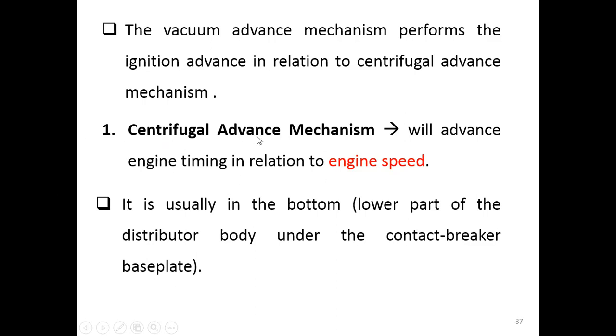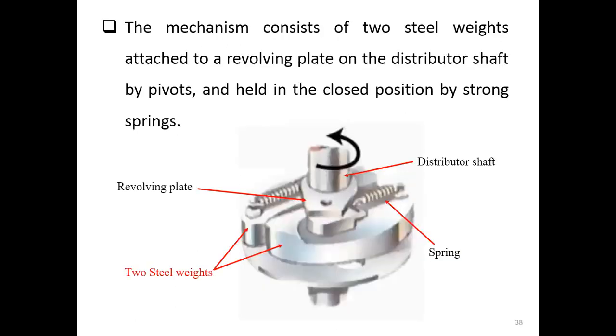The centrifugal advance mechanism will advance the engine ignition timing in relation to the engine speed. So this mechanism takes care of the effects from the engine speed and converts these effects into advanced ignition timing. It is at the bottom, under the lower part of the distributor body, under the contact breaker base plate.